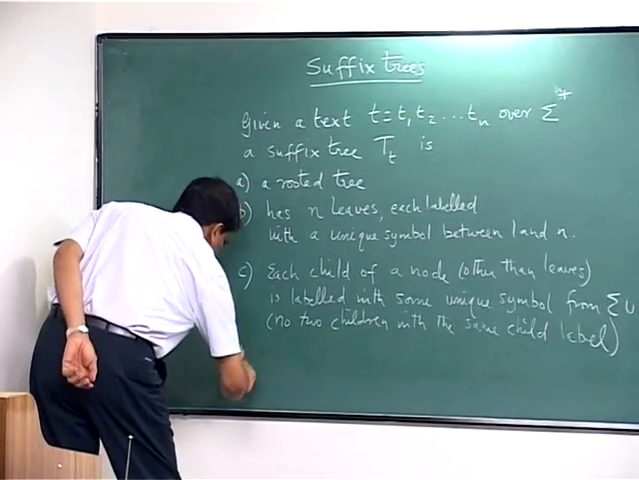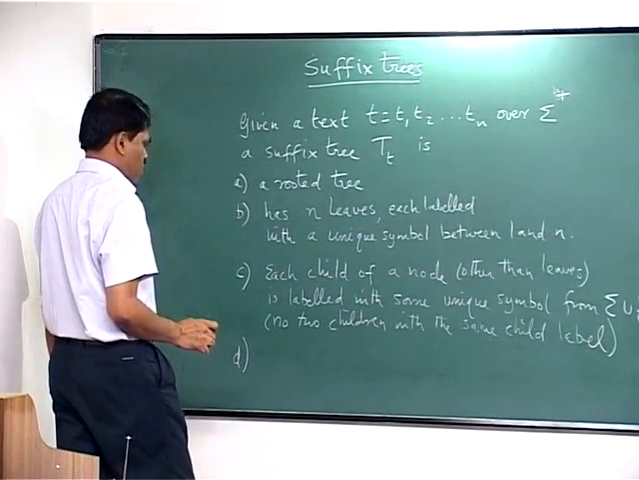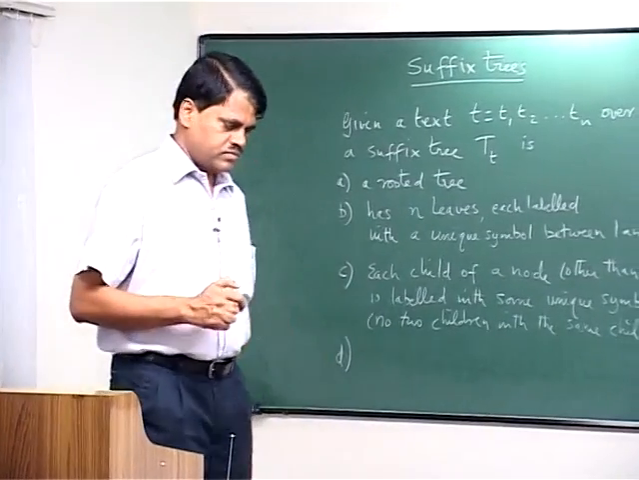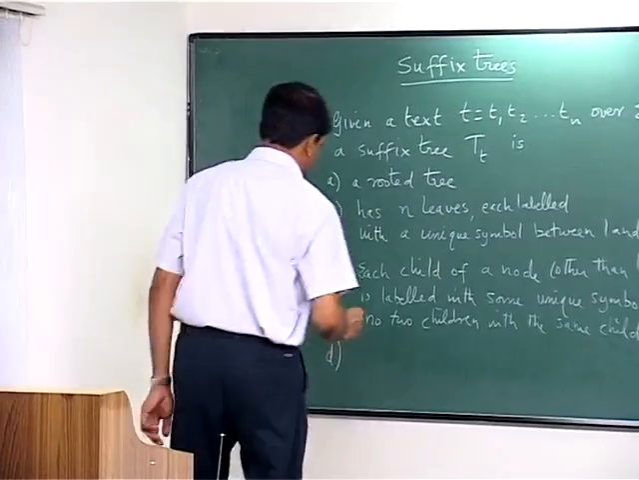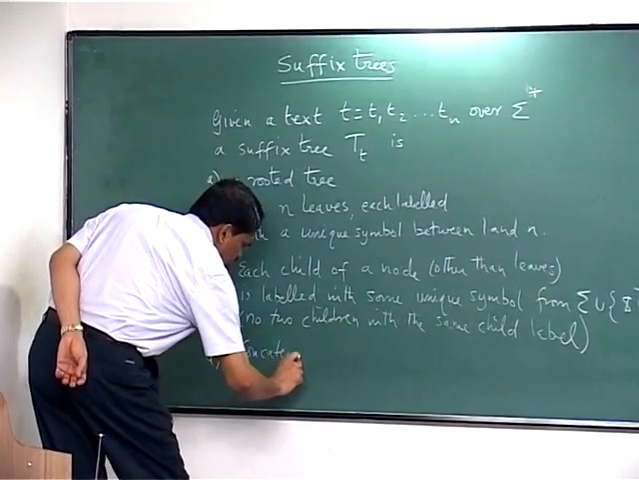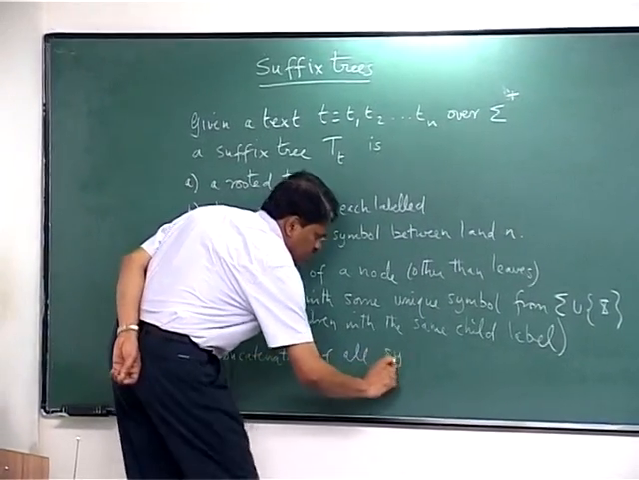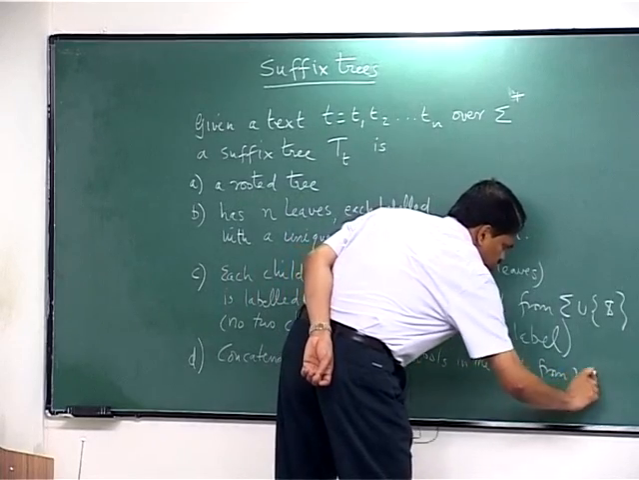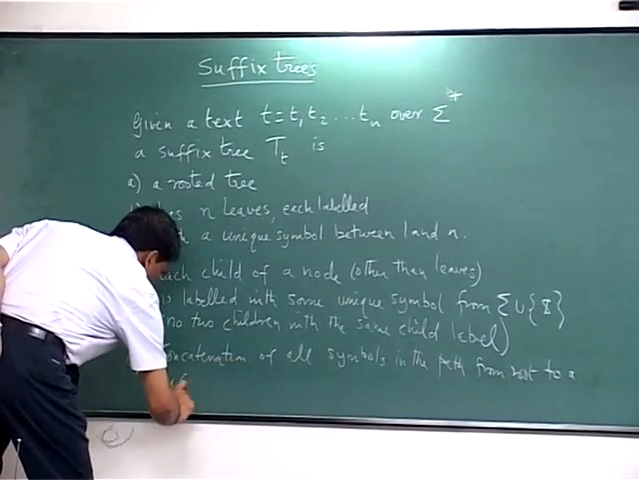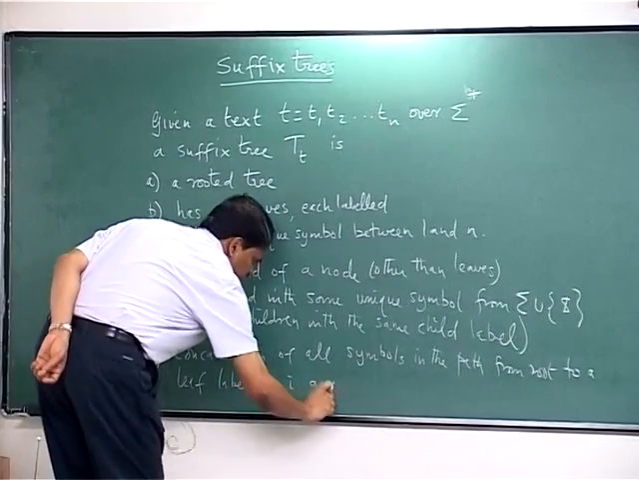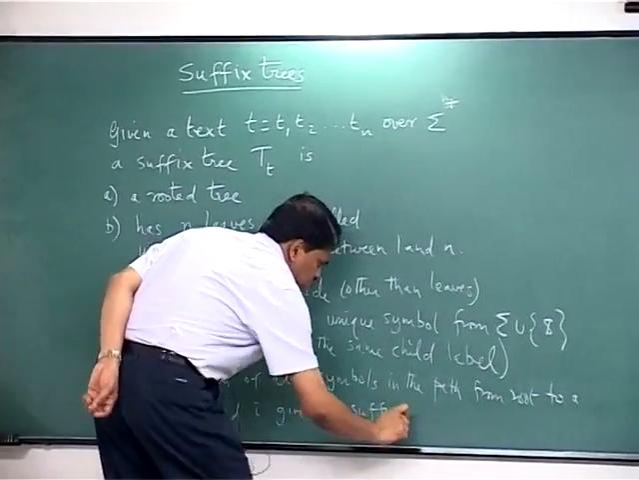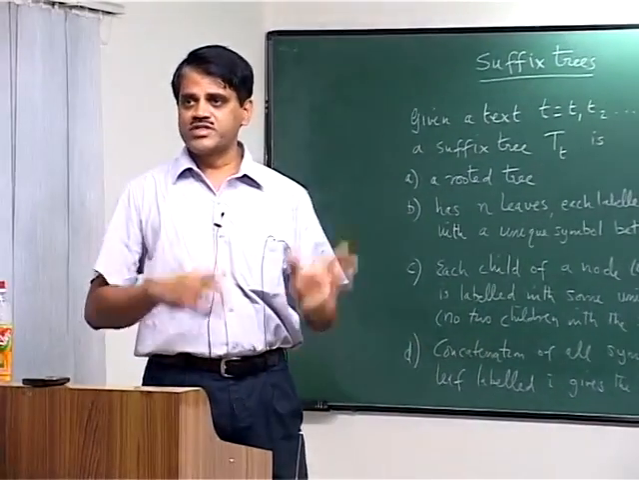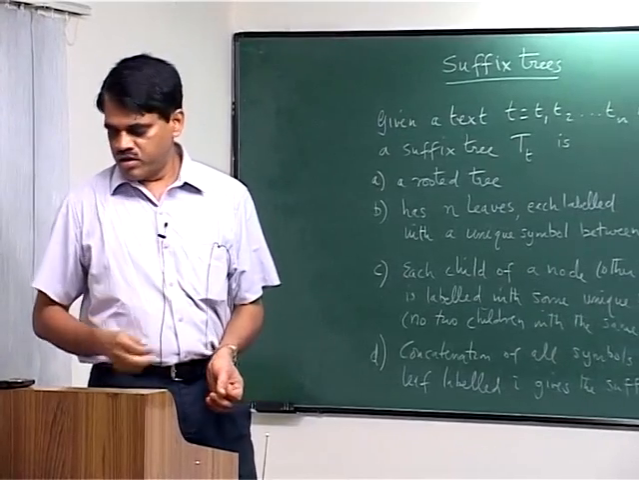Okay, and concatenation of all symbols in the path from root to a leaf labeled i gives the suffix T sub i to the end of T. Okay, so all this looks very formal, but we had a pictorial representation of a suffix tree, and I've just made things a little more formalized here.